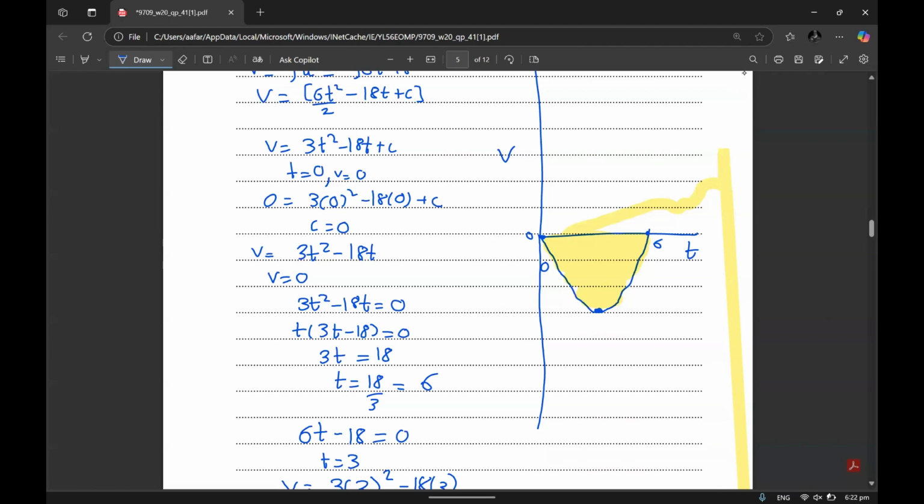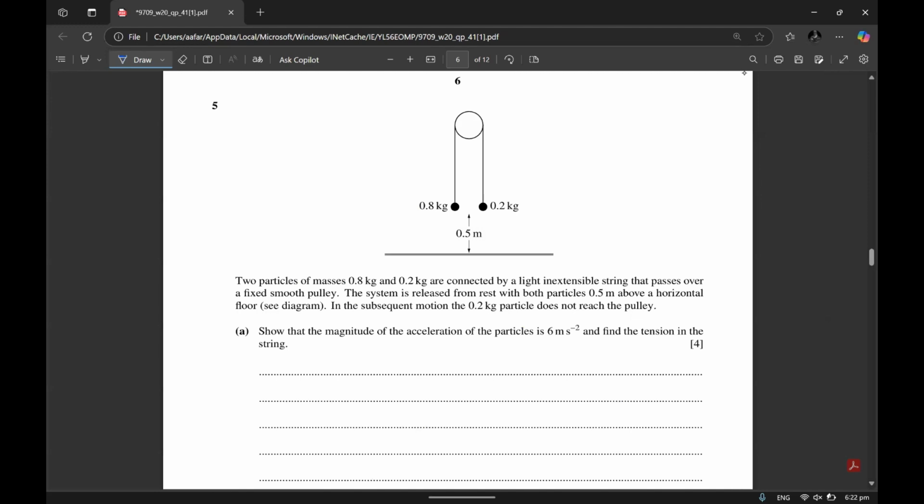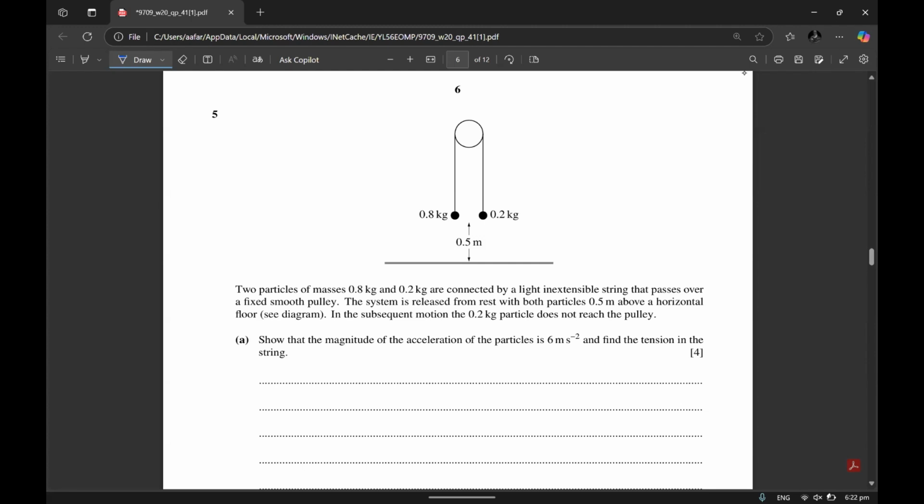Okay, so now, next question. Question number 5. Two particles of masses 0.8 and 0.2 kg are connected by a light inextensible string that passes over a fixed smooth pulley. The system is released from rest with both particles 0.5 meter above the horizontal floor. In the subsequent motion, the 0.2 kg particle does not reach the pulley. Show that the magnitude of the acceleration of the particle is 6 meters per second square, and find the tension.